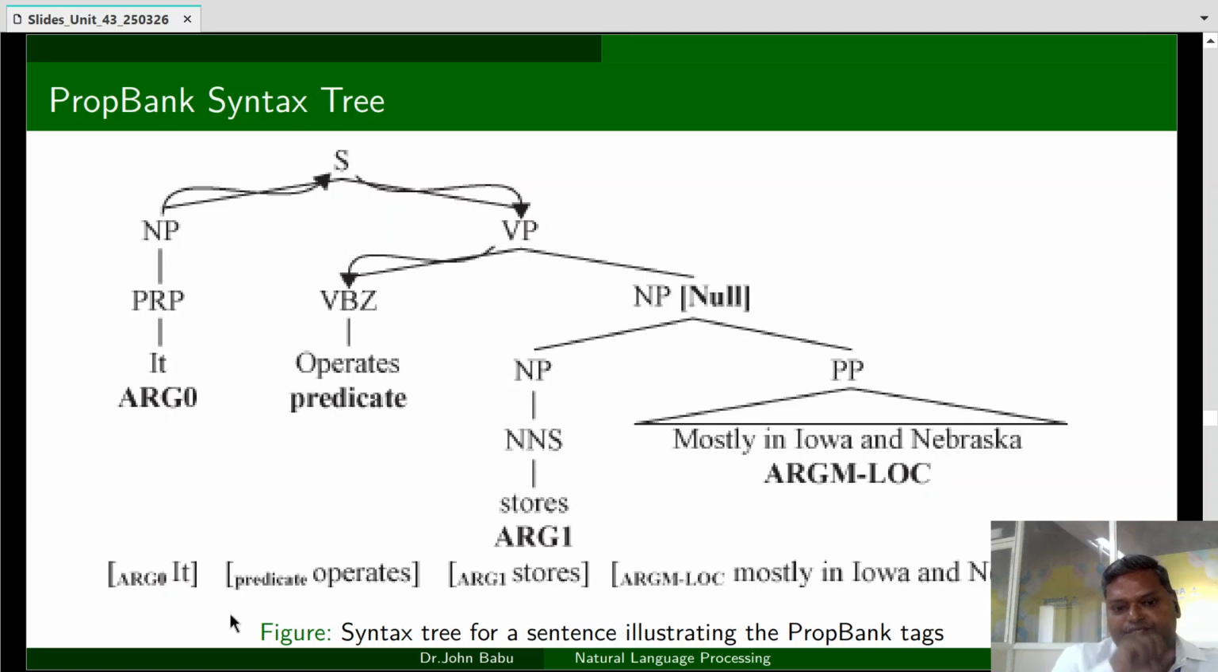If you take a sentence in PropBank tagging, for example, the sentence is: it operates stores mostly in Iowa and Nebraska. So what is Arg0? Who is operating? That is it. Then the predicate is operates, and which is being operated, stores, that is Argument 1. Then ArgM-LOC, location, is Iowa and Nebraska. Extent may be mostly.